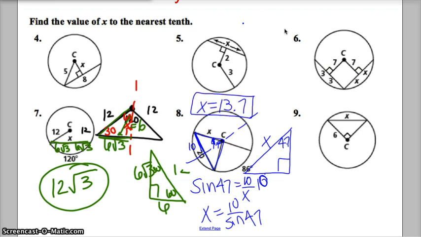There was definitely nothing easy about this problem. If it doesn't make sense, please find me so that we can go over it. Most of your problems are considerably easier than this one. So check out number 9.